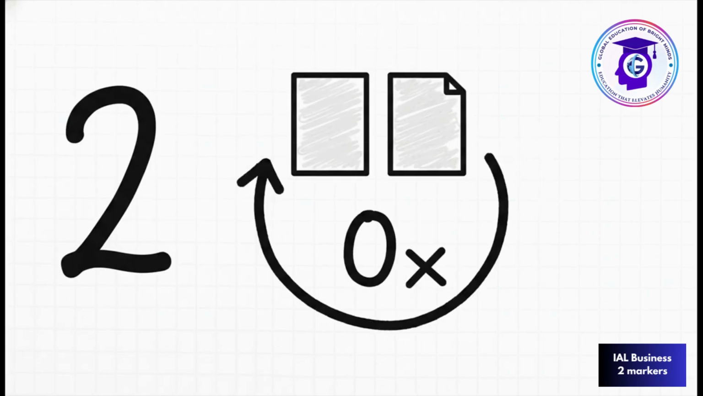Okay, trap number 2. This one feels kind of intuitive, but it is a guaranteed way to lose marks. The official guidance is crystal clear.